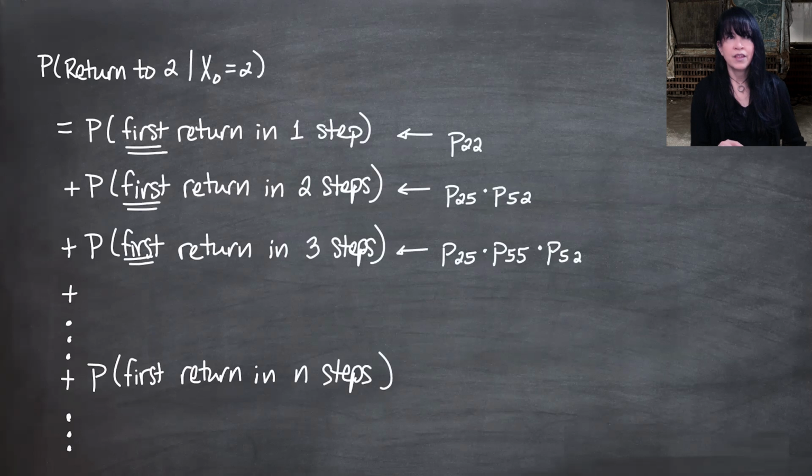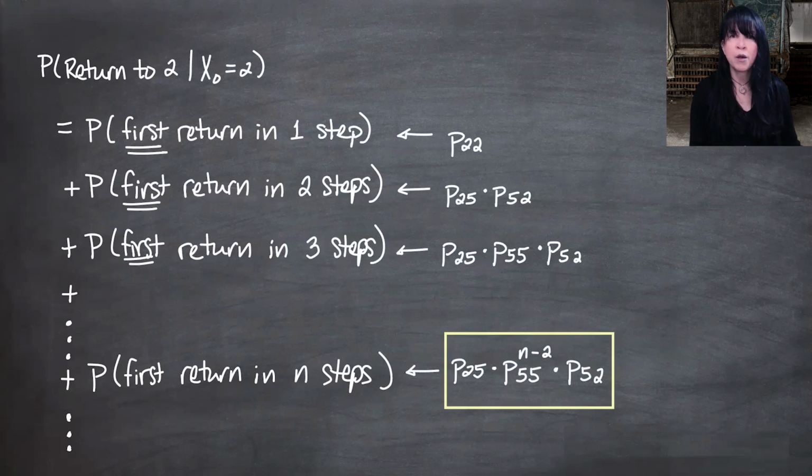Whereas if I was first returning in 4 steps, then I'd have to go from 2 to 5. Then I'd have to go from 5 to 5, then from 5 to 5 again, and then from 5 to 2. And in general, if I first return in n steps, this means that I have to go from 2 to 5, otherwise I would have returned in 1 step. And then I have to stay in 5 for n minus 2 time steps. And then I finally have to go from 5 to 2. This is the probability, starting at 2, that your very first return is in exactly n time steps.